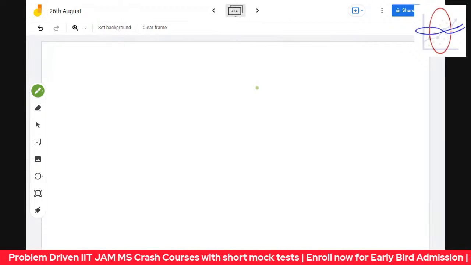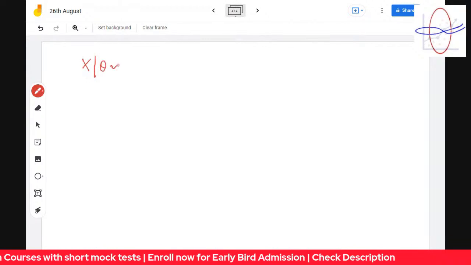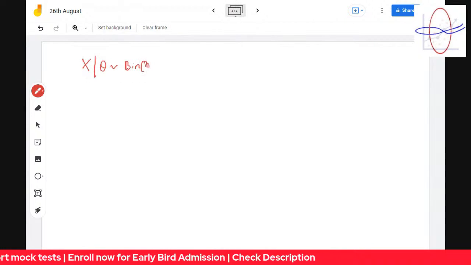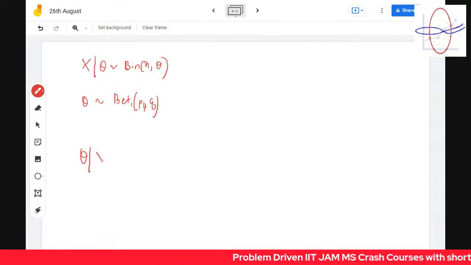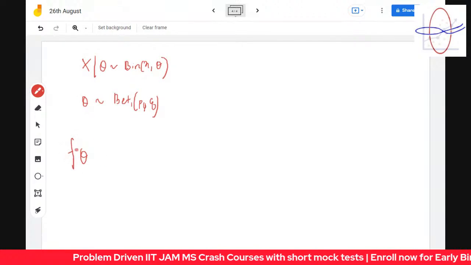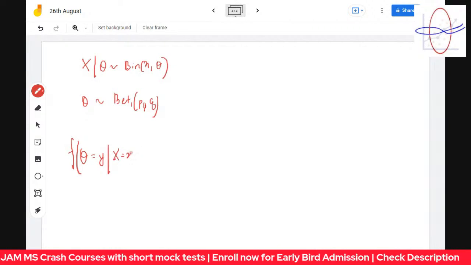This is a posterior distribution. That's where Bayes theorem comes in. It's given that X given theta follows Binomial(n, theta), and theta follows Beta(p, q). So we have to find out theta given X, and this is where Bayes theorem comes up. We have to find f of theta equal to y given X equals x.